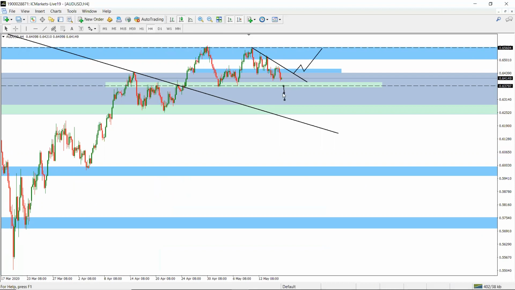So what we expect is simple. We're going to be waiting for a 4 hour break below this point. Then we're going to be waiting for a retest, just like this. Then we're going to look forward to the exhaustion back to this point. So these are the two things we're looking forward to in the market.